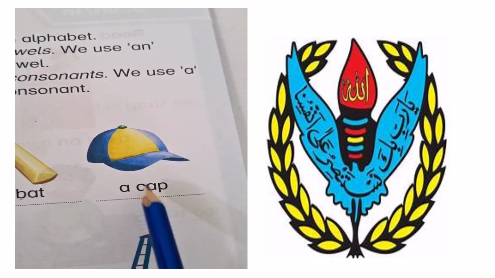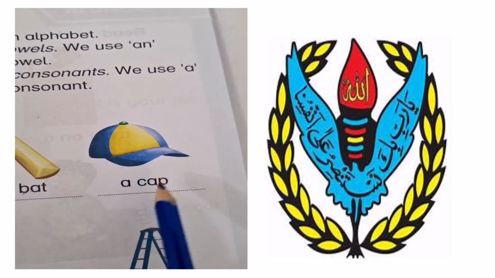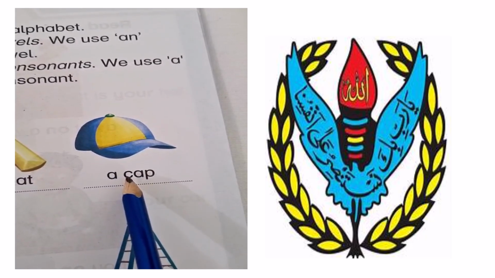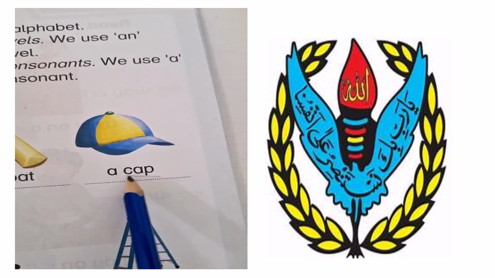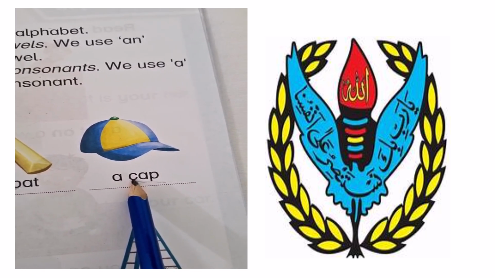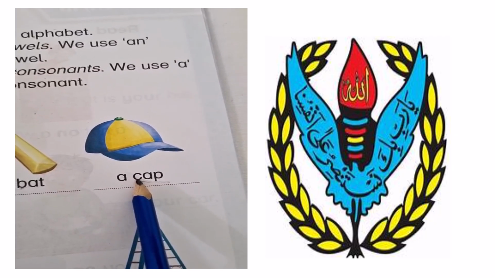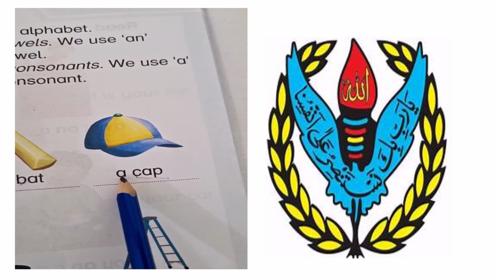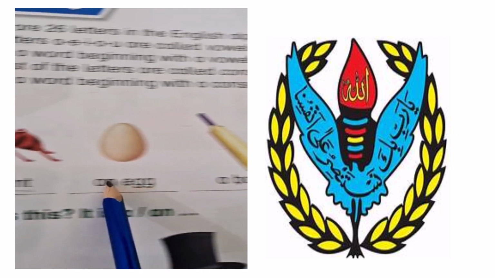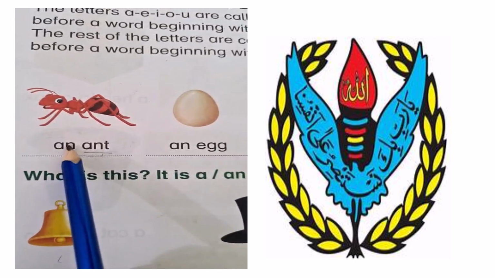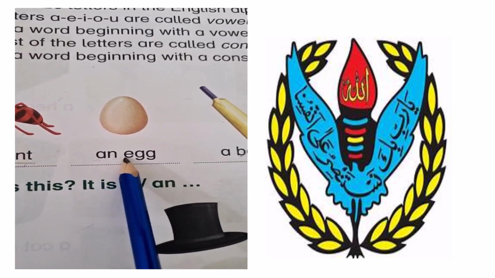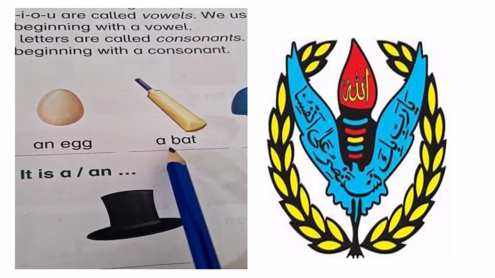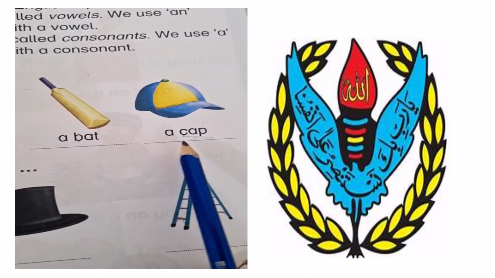Similarly, in this picture, this is a picture of a cap and this is the word written cap. Now the word cap starts with a consonant. This is C and C is a consonant. So before consonants, we always write a. So, see, look at these pictures. An ant, an egg, a bat, a cap.